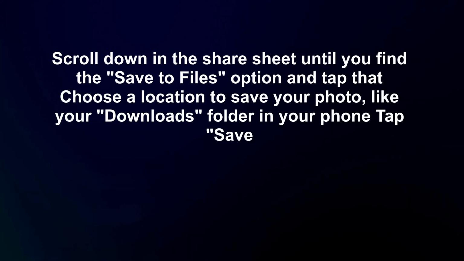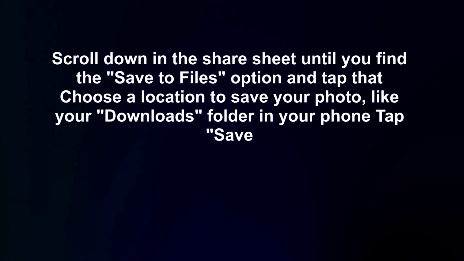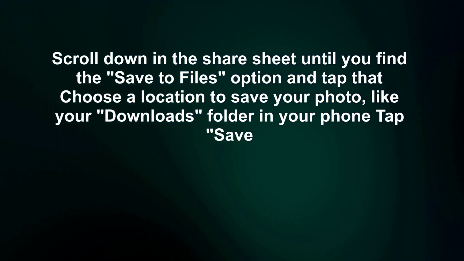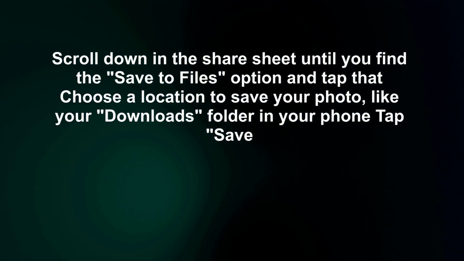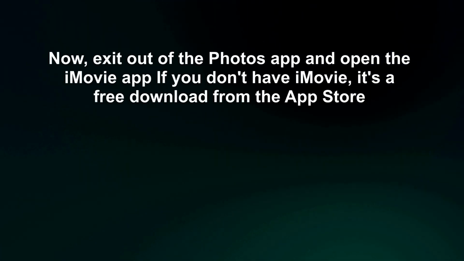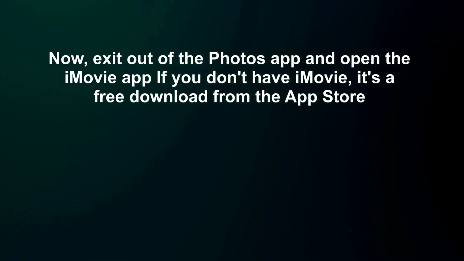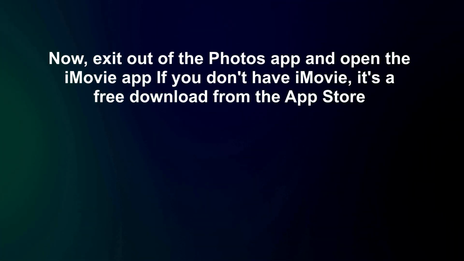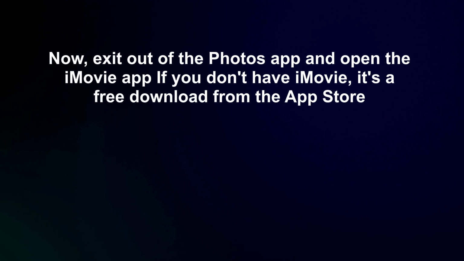Tap on that. Scroll down in the share sheet until you find the Save to Files option and tap that. Choose a location to save your photo, like your Downloads folder in your phone. Tap Save. Now, exit out of the Photos app and open the iMovie app. If you don't have iMovie, it's a free download from the App Store.